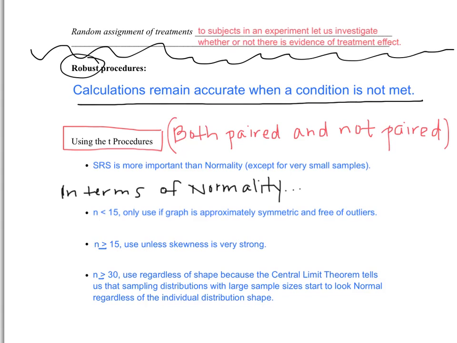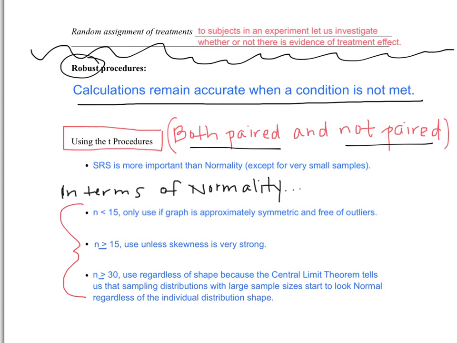Using these T procedures, and again, this is for both paired and not paired procedures, the simple random sample really seems to be the most important condition that is met. It's certainly more important than normality, except if we have very small samples that show some skewness. The next three bullets all speak to normality. I'm going to jump to the bottom one here.